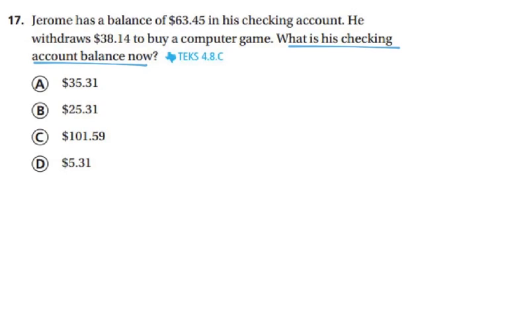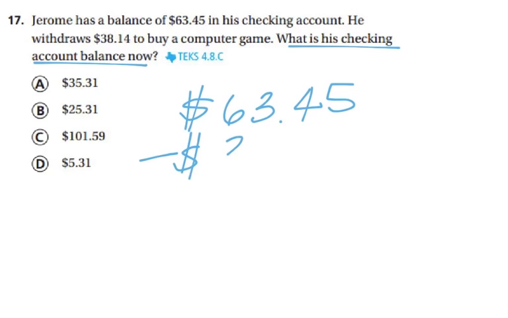So he's withdrawing, he's taking that money out, so I know I'm subtracting. So I'm going to take my $63.45 and I'm going to subtract from it the amount he spent on this video game, $38.14. Alright, 5 minus 4 is 1. 4 minus 1 is 3.